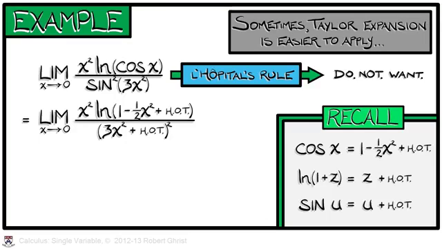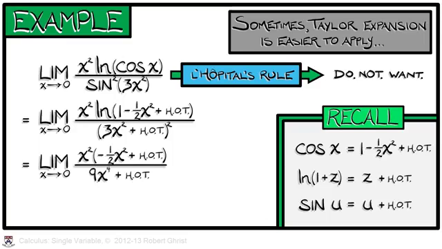Ooh, this way is not so easy either. But it's not that bad. We're left with expanding log of 1 minus x squared over 2 plus higher order terms. That is in the form log of 1 plus z. The first term is z itself, in this case, negative 1/2 x squared. We'll forget about the higher order terms.